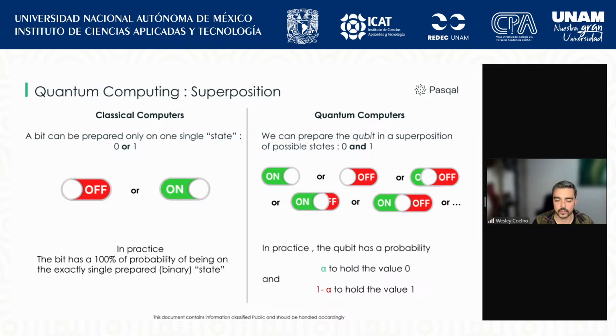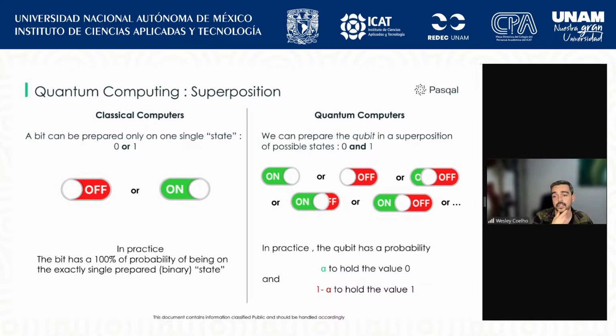So 1 bit on a classical computer can be only 0 or 1. Everything we have in classical computers is always represented by 0s and 1s. This image that you're seeing, my voice that you're hearing through the speakers, everything is a very fancy combination of 0s and 1s. In practice, once the bit is prepared, it stays in that single state. If you prepare it as off or 0, it will remain that way if you don't apply any other operation on it.